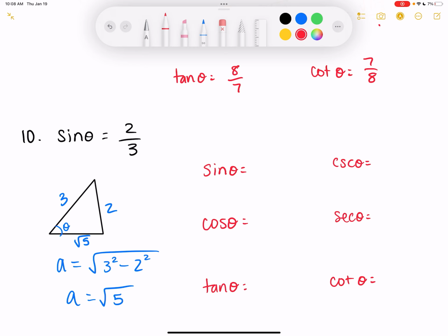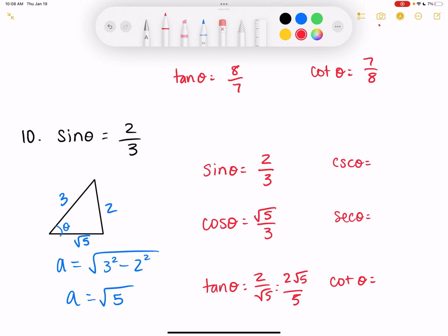So sine was given to you. That's 2 over 3. What is cosine? Square root of 5 over 3. Tangent of theta? 2 square root of 5 over 5. So it's 2 over the square root of 5, which is 2 square root of 5 over 5, yes.